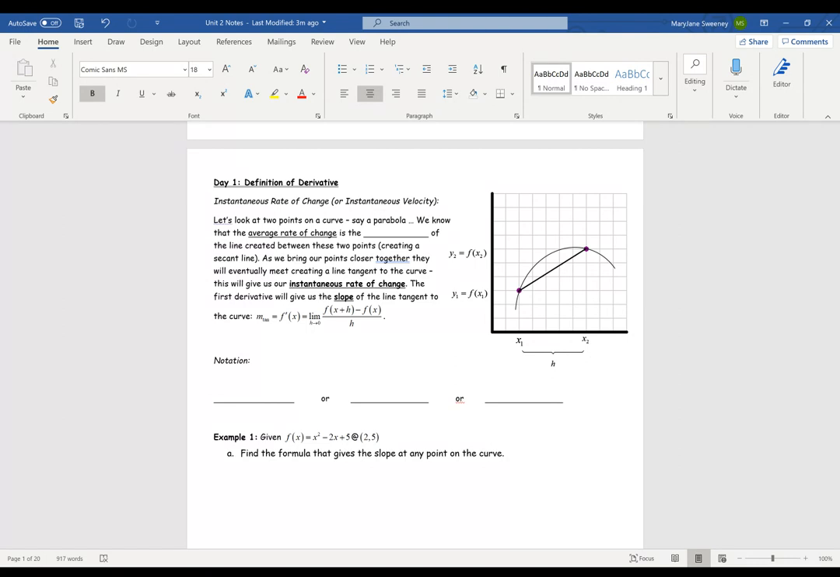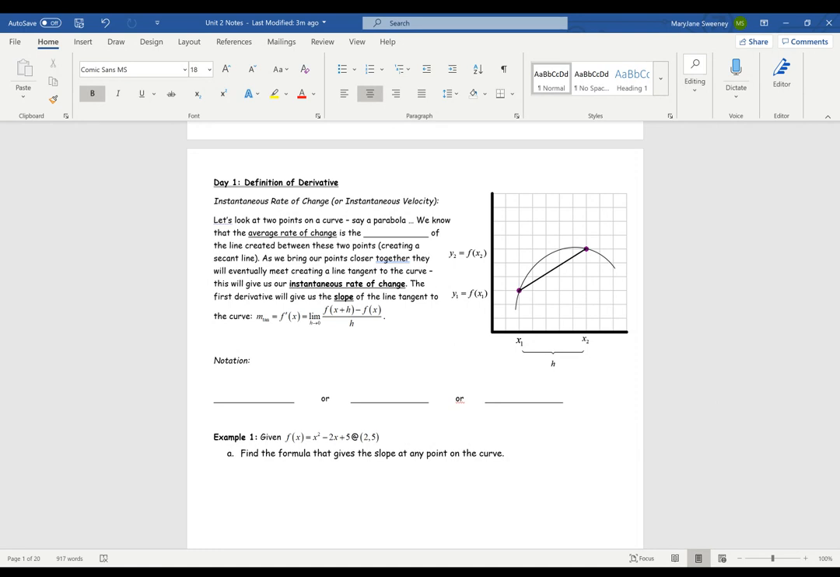We will then be talking about the shortcut method and all of that stuff. But when we do definition of derivative, we have to do it this way. If it doesn't specify, then you're going to use the shortcuts.